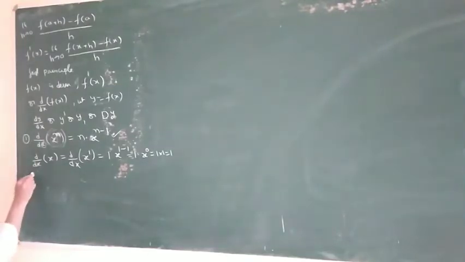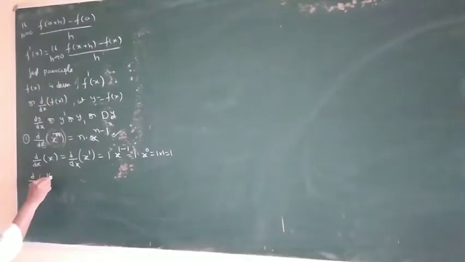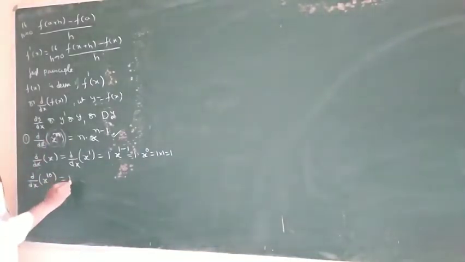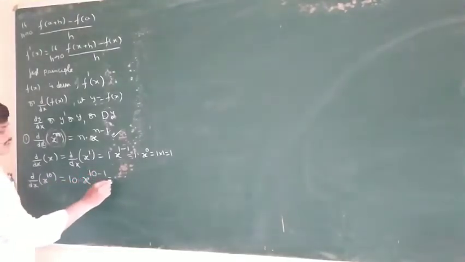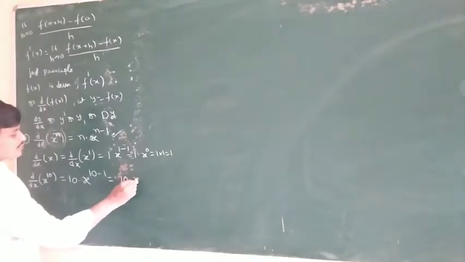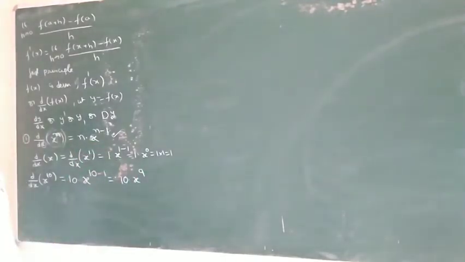Once again, the derivative of x power 10. Here n is equal to 10. N is equal to 10 means n into x power n minus 1, so 10 into x power 9.